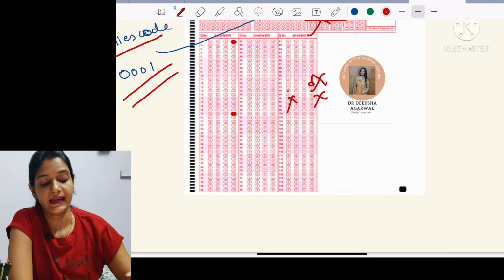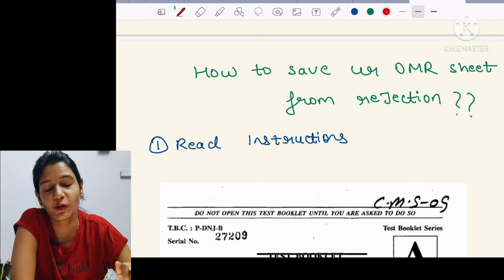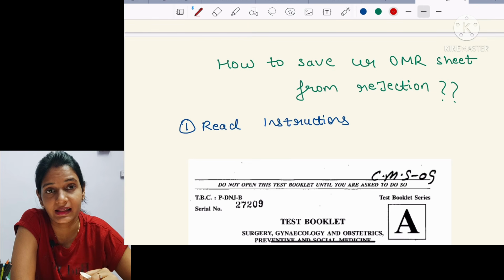Now the next thing is how to save your OMR sheet from rejection. Do not skip it, because it is very important. No matter how much hard work you put in over the whole year, if you make any mistake in the OMR sheet, then you are out of the game. So let's see.